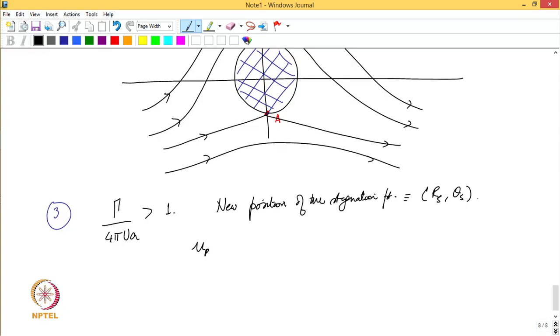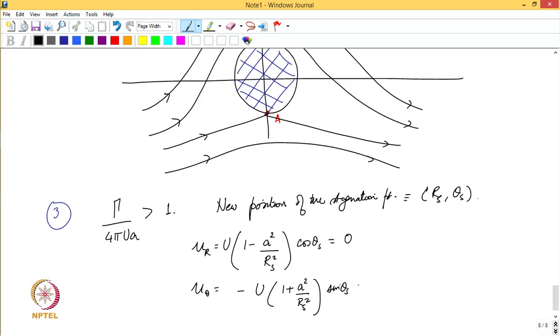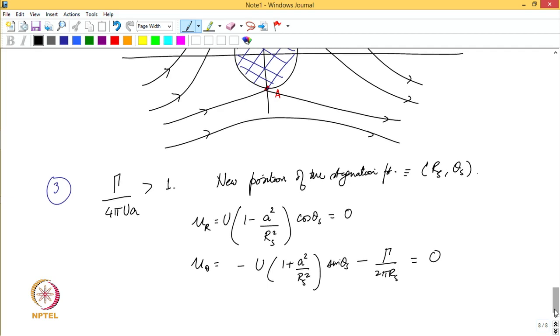So, we can say u r, which was given as u times 1 minus a square by, in this case, r s square, cosine theta s. This should be 0 for a stagnation point, and u theta, which was minus u times 1 plus a square by r s square, sin theta s, minus gamma by 2 pi r s, this should also be 0. Both should be 0 to get a stagnation point, and so we have two equations and two variables, r s and theta s. So, this is not very challenging to solve.